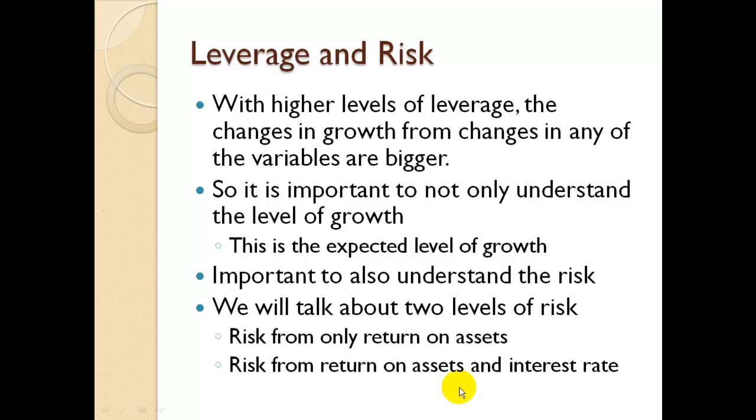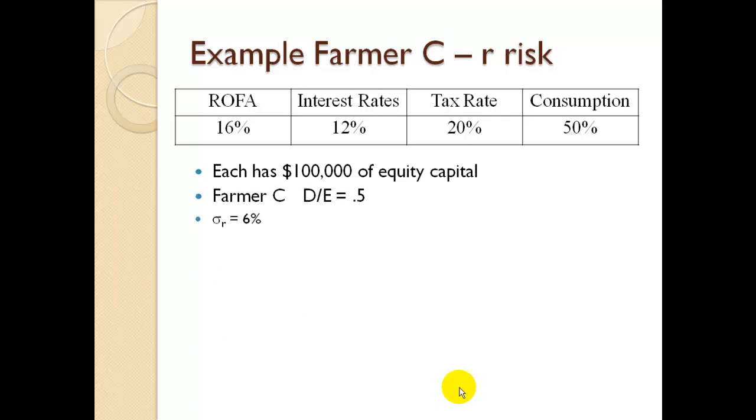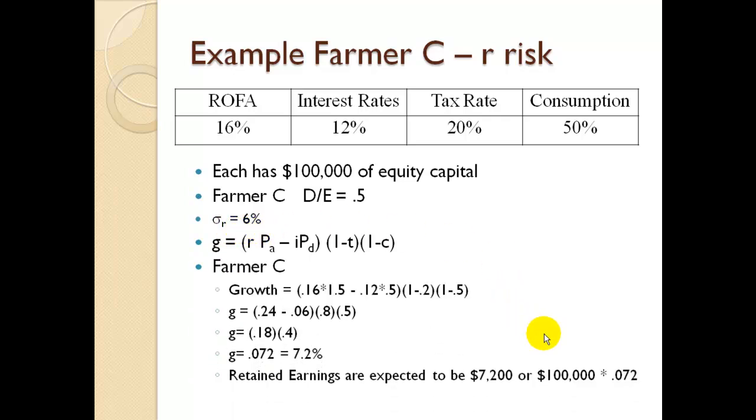The first situation is risk only on our return on assets. We have fixed interest rates. The second situation says not only does our return on assets have risk, but our interest rate may also go up and down. So this is example C again, only now we're going to add in return on asset risk. Same situation, only now we've added in that the standard deviation of R, or the standard deviation of your return on assets, is 6%. Still the same growth formula, and still the same way to analyze the growth.